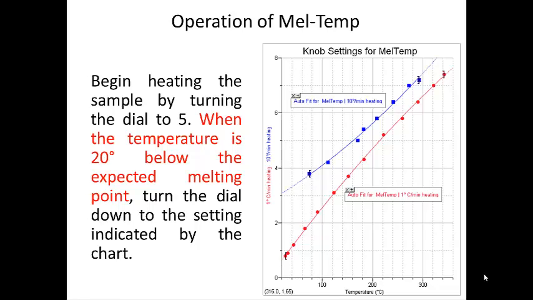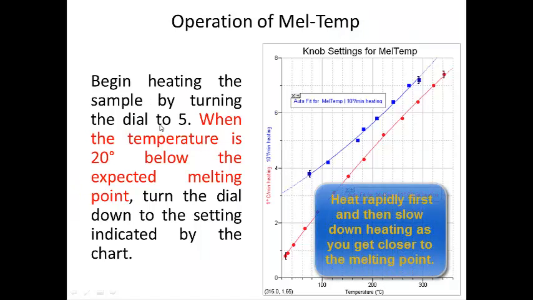When you're heating your sample, you start out by turning the Mel-Temp dial to about 5. That's going to increase the temperature probably by about 10 degrees per minute. You start out like that. It's important to really watch the thermometer because the Mel-Temp can heat up pretty fast.